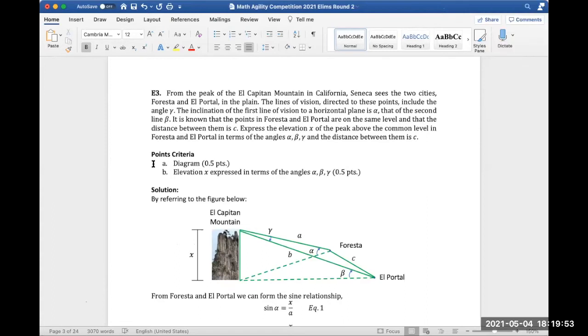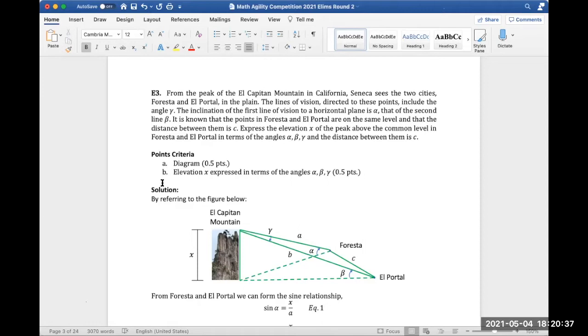Okay, Seneca sees the two cities, Forestra and El Portal, in the plain. The lines of vision directed to these points include the angle gamma. The inclination of the first line of vision to a horizontal plane is alpha. That of the second line, beta. It is known that the points in Foresta and El Portal are on the same level and that the distance between them is C. So express the elevation X of the peak above the common level in Foresta and El Portal in terms of the angles alpha, beta, and gamma, and the distance between them, C.